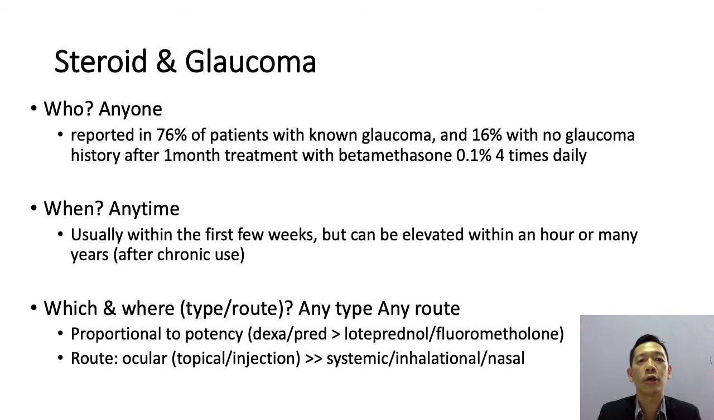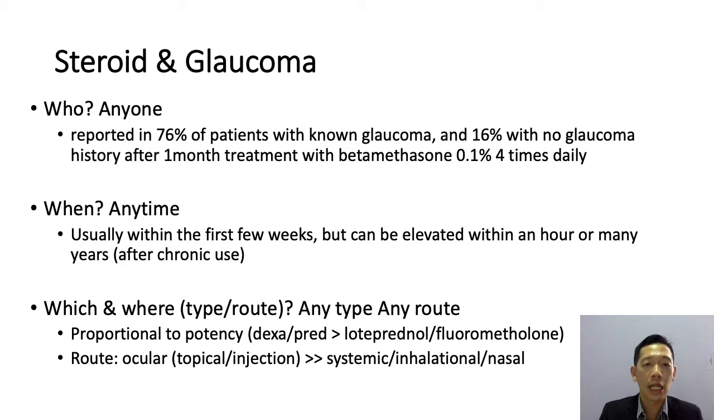So when will steroid-induced glaucoma start to happen? The answer is anytime. But usually it's within the first few weeks, for example after 10 days or after 2 weeks. But the intraocular pressure can be elevated within an hour, or it can be after many years of chronic use of topical steroid. The third question is, which type of steroid will usually induce glaucoma, and what is the route of use of the steroid as well.